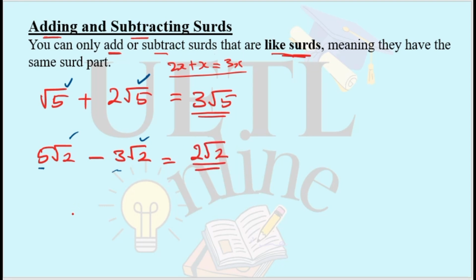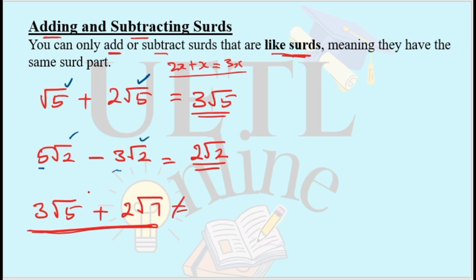When you are given, let's say, 3 root 5 and you're asked to add it with 2 root 7, there is nothing you can do here. It's just a surd number, an irrational number. There is nothing you can do, no need to solve it. When the surd part is different, there is nothing you can do. So you have learned that you can add or subtract only when they are like surds, meaning that they have the same surd part. Let's go on and see how we multiply them.